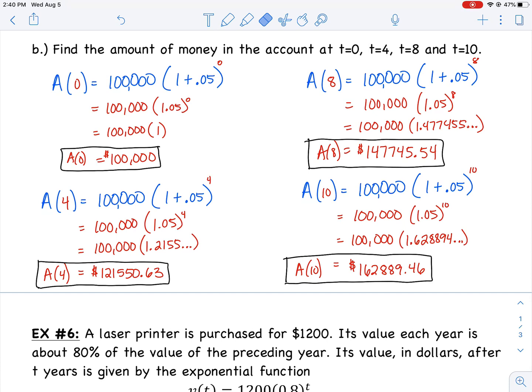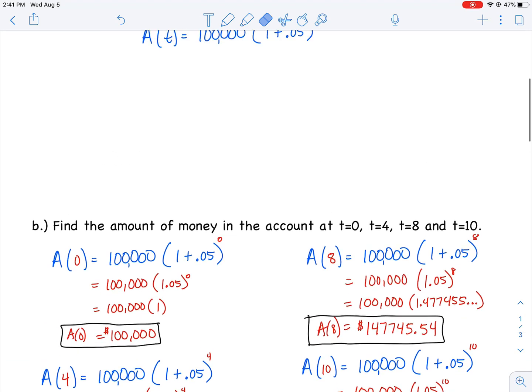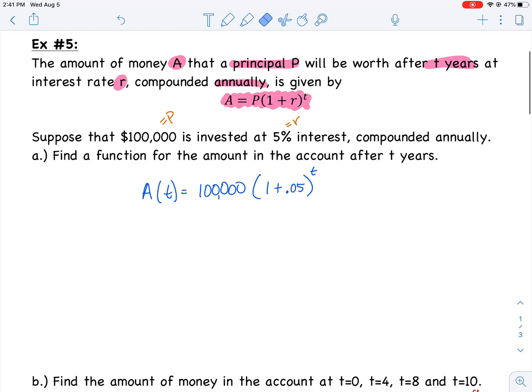That's pretty cool. Well, first of all, I wish I had $100,000 to put in the bank, but we can go ahead and use these exponential equations to help us kind of figure out how much money we're going to have potentially in an account, because these formulas end up being exponential formulas.